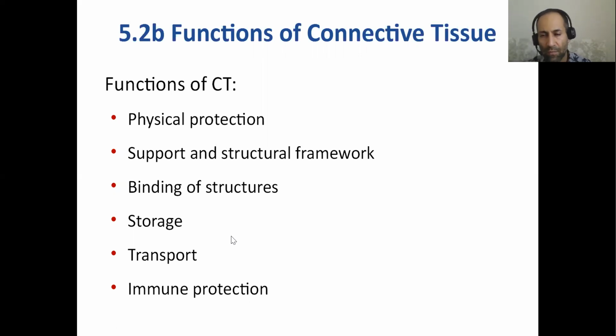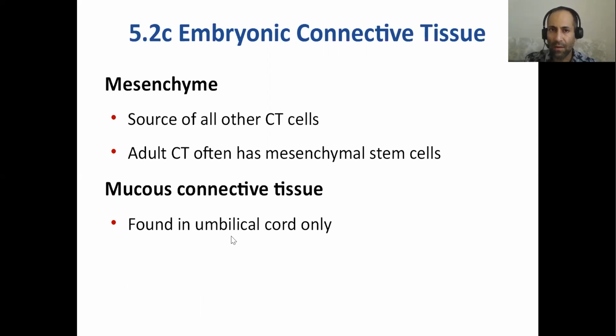So these are some of the functions of your connective tissue: physical protection, right? Like the hypodermis of the skin, support and structural framework like stroma surrounding your organs, binding of structures like tendons and ligaments and cartilage, they bind structures together, storage like fat stores energy, transport like white blood cells and red blood cells in your blood, and blood is a type of connective tissue, remember, from place to place. Immune protection, those would be your white blood cells again, and your antibodies.